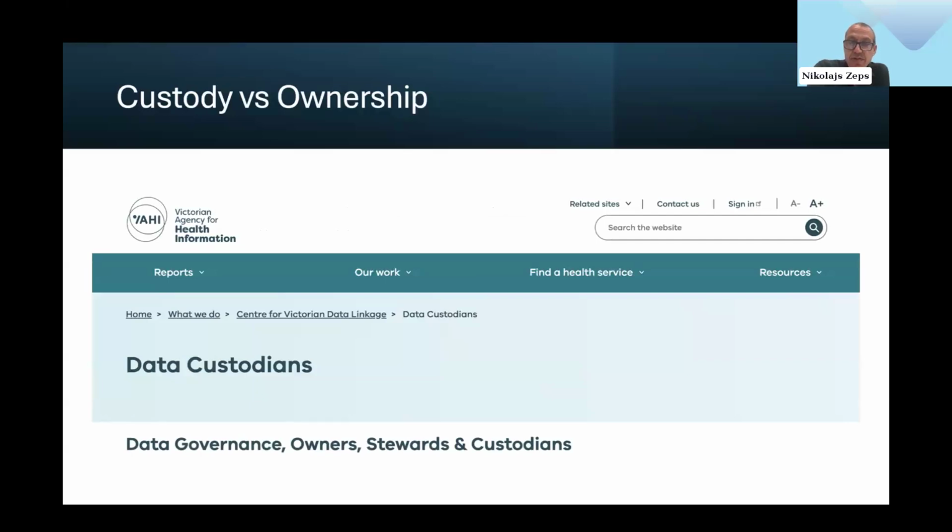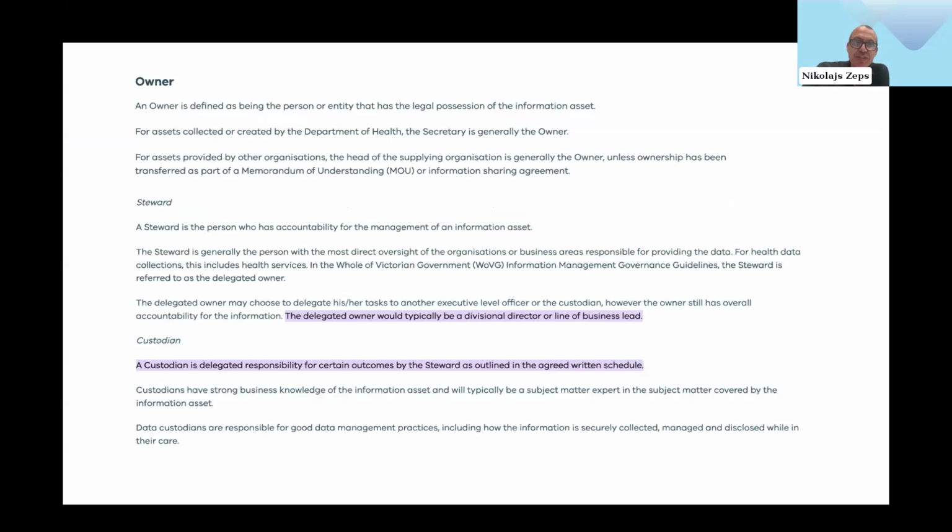Now, I just happen to go to websites like VAHI and say, well, what does VAHI say about data governance and data custodianship? Because why not go to a source that is reputable and reliable? And of course, they talk about an owner as defined as the person or entity that has legal possession of the information asset. There are also stewards who have accountability or delegated authorities, and then custodians, which have delegated responsibilities for certain outcomes by the steward as outlined in the agreed written schedule.